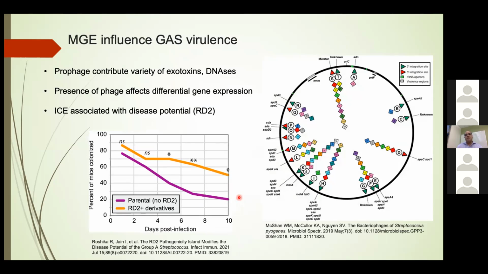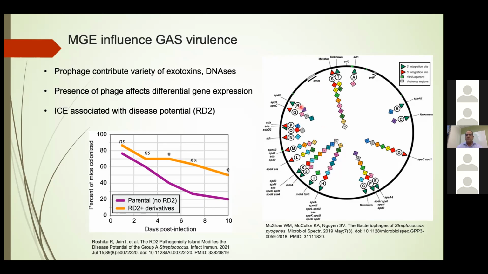Now, more specifically, with regards to mobile genetic elements and what we know about how these influence virulence, we know that the ones that are the best characterized and most well studied are prophage, or phage, that have contributed a variety of exotoxins, DNases, and other virulence factors to group A strep.